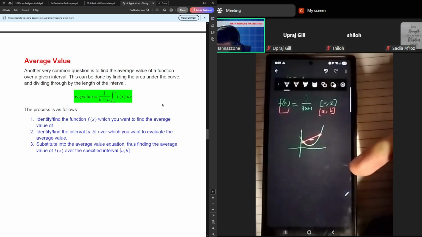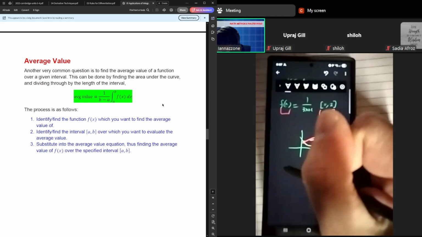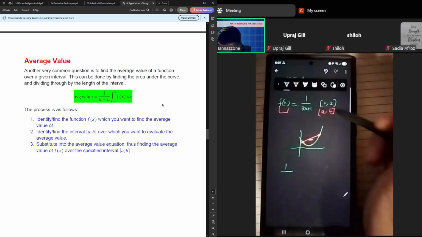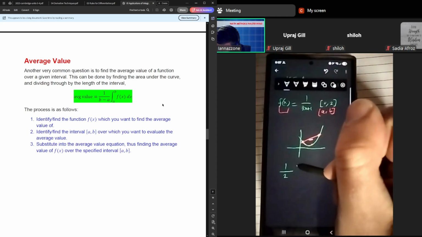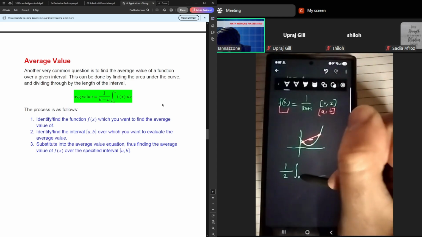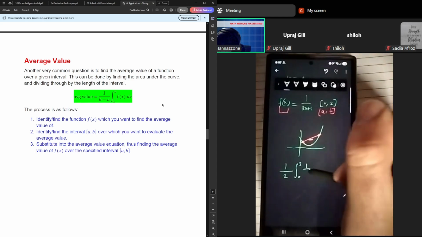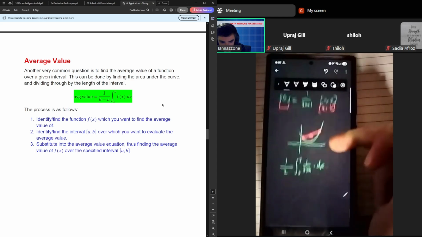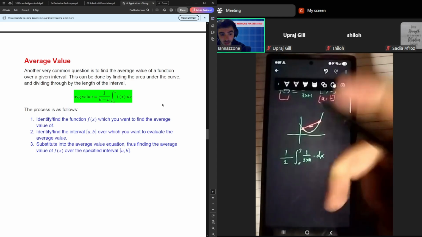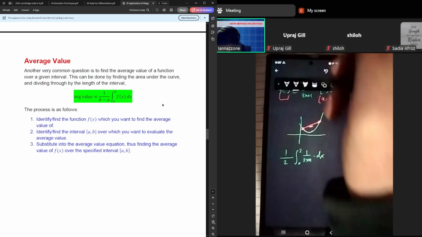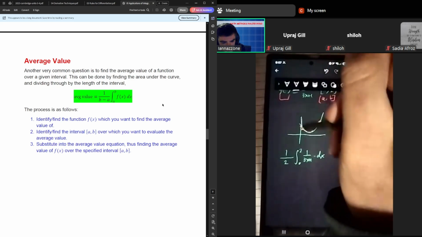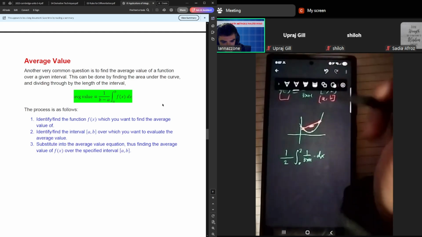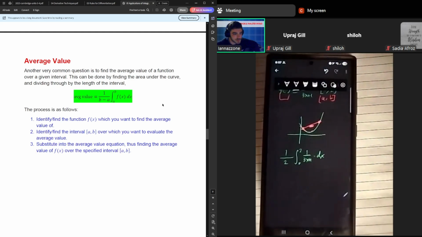So the goal is we want to find 1 over b minus a, so 2 minus 0, 2, that's the length of our domain, times the integral from 0 to 2 of 1 over 3x plus 1. That's how average value is calculated. As far as what it means, it'll be whatever this y value was here. Now, obviously, this is a quadratic, not a hyperbola, but point being, that's what we're fundamentally doing.